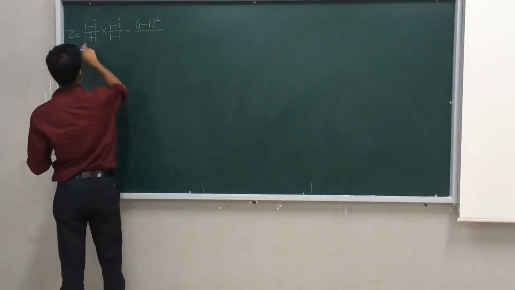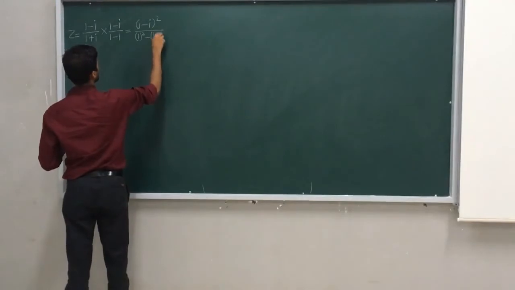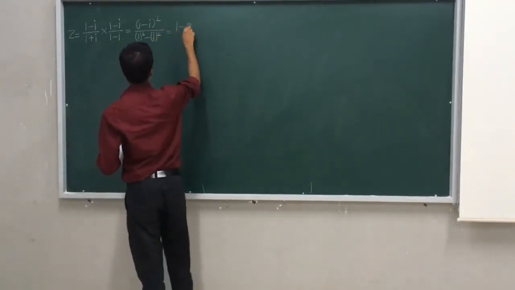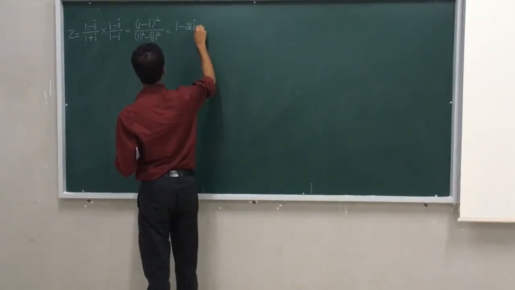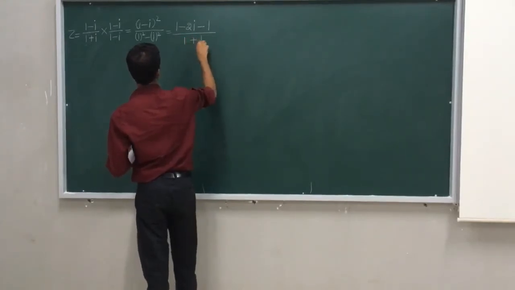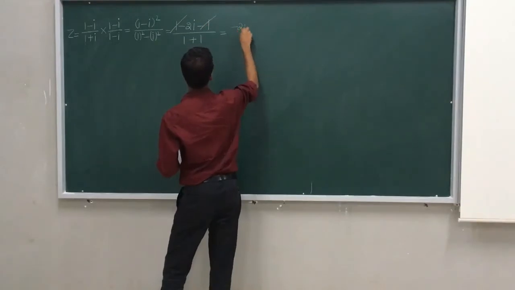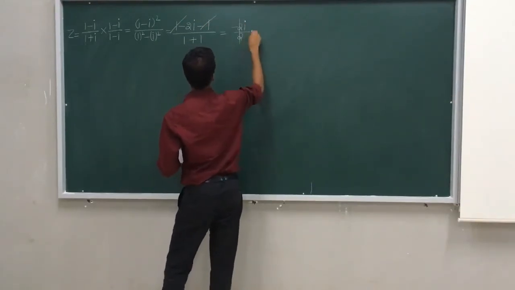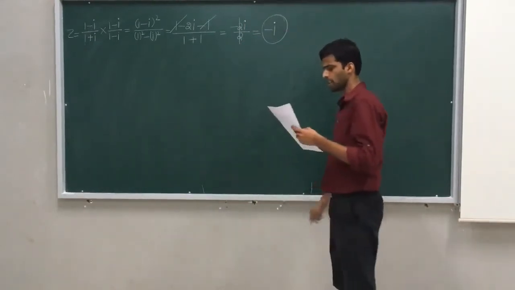In the denominator it becomes a square minus b square. The numerator is 1 minus 2i, because it is a square minus 2ab plus b square, which gives minus 1. Divided by 1 plus 1. So this cancels, and you are left with minus 2i divided by 2. So I got the complex number as minus i.